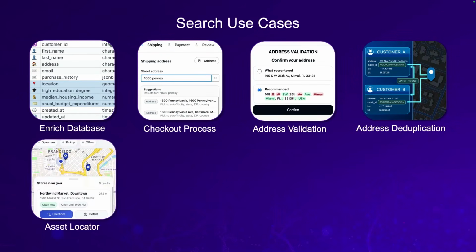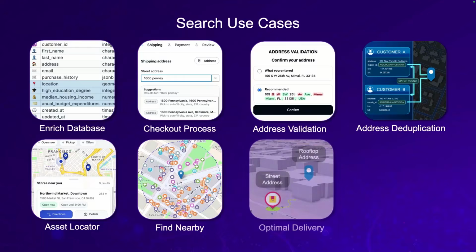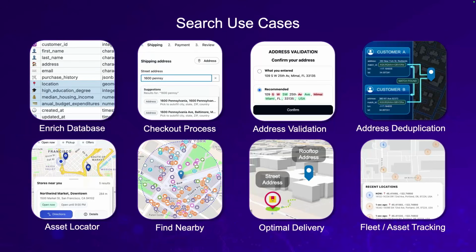You can power asset locators and store finders for service areas, delivery tools with precise location data. You can create nearby experiences by searching within a radius or around a user's position. You can find high-precision points, such as building entrances or sub-addresses, for example, within an apartment complex, malls, office parks, and similar locations. And you can turn GPS or sensor data into meaningful place data by reverse geocoding coordinates into addresses.